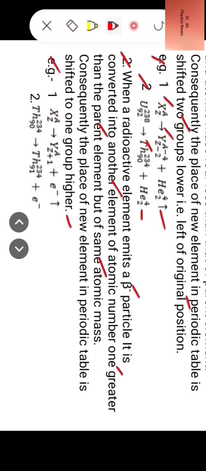Now for example, X with mass A and atomic number Z, a radioactive element, when it emits a beta negative particle, it becomes Y with mass A and atomic number Z plus 1. Here A remains same, but Z increases by 1. Practical example, when thorium-234-90 emits a beta negative particle, it becomes thorium-234-91. Here 234 remains 234 and 90 becomes 91, that is increases by 1. Now this is how we state second displacement law.